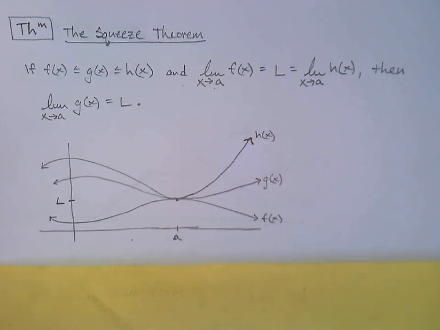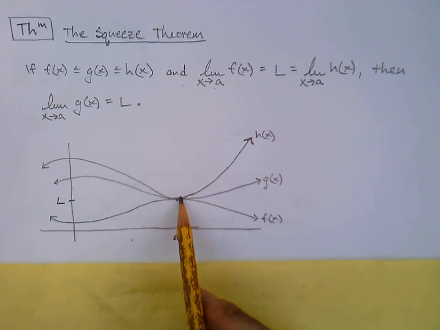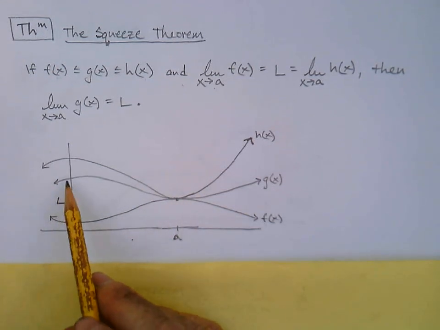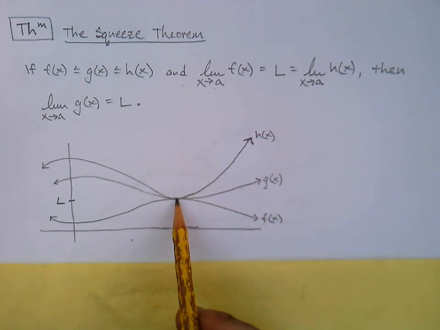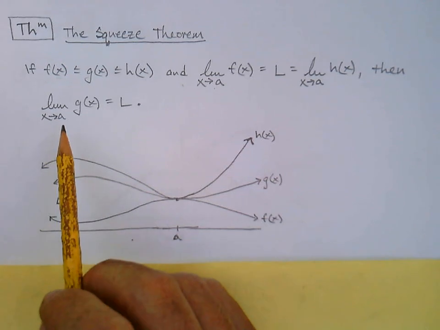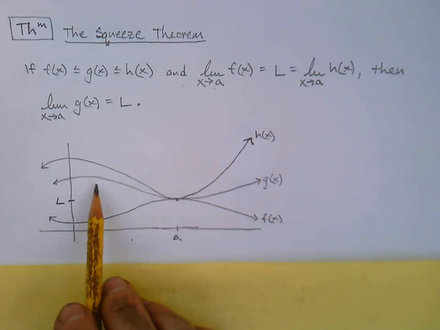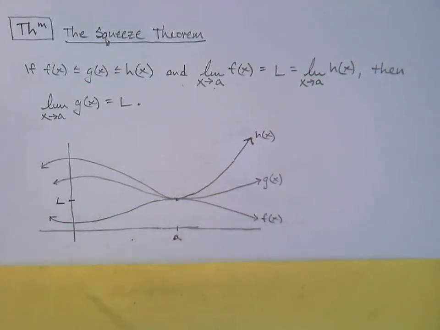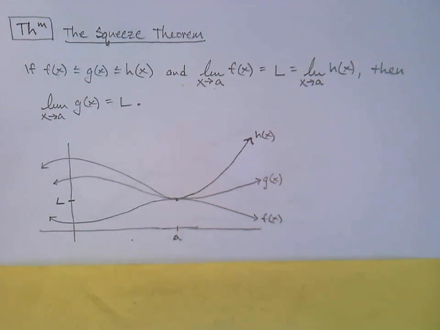Well, what just happened? If the bottom and the top squeeze together, then this function has to squeeze between them. And doesn't it then also have that same limit? Doesn't the limit as x approaches a for g of x have to equal that same value of L also? Yeah, it's got nowhere to go. It's being smushed in between those two. Of course, that limit has to be the same number for g.